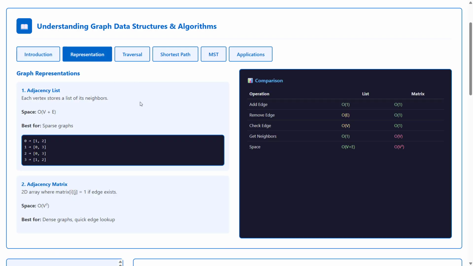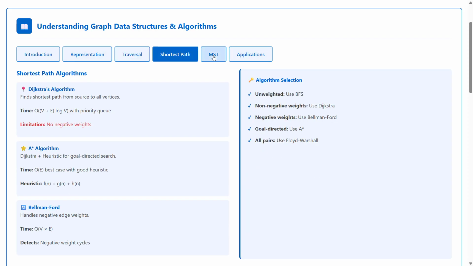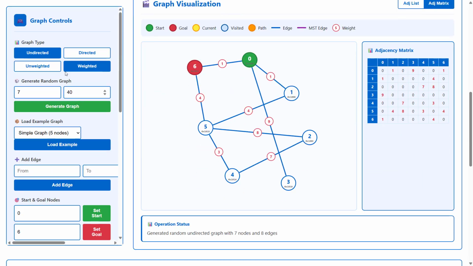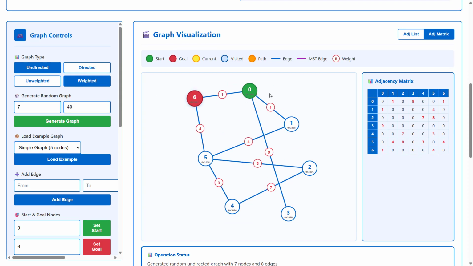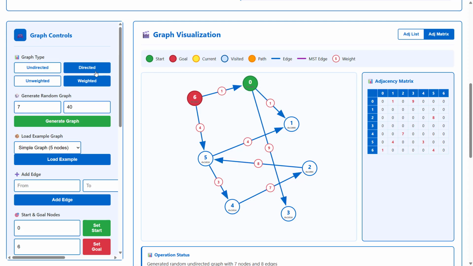Now let's understand the different types of graphs. This is very important. First, we have undirected versus directed graphs. In an undirected graph, edges have no direction. If vertex A connects to vertex B, then B automatically connects back to A. Think of it like a two-way street. You can go both directions. A real-life example is Facebook friendships. If you are my friend, I am automatically your friend too. The relationship goes both ways.